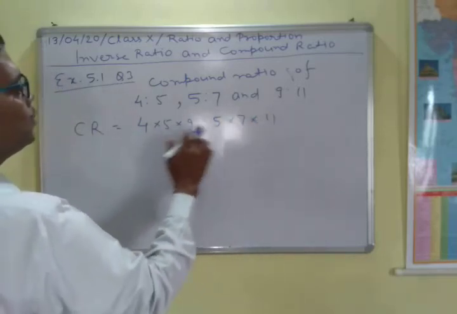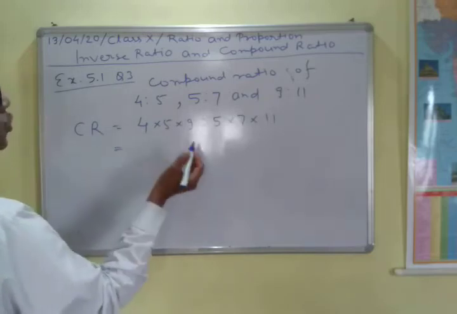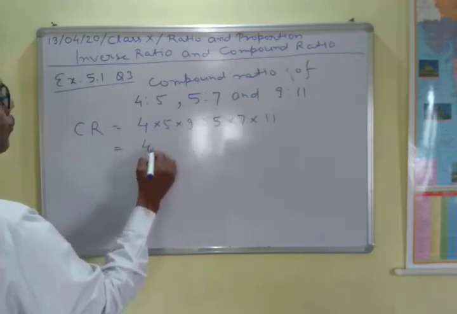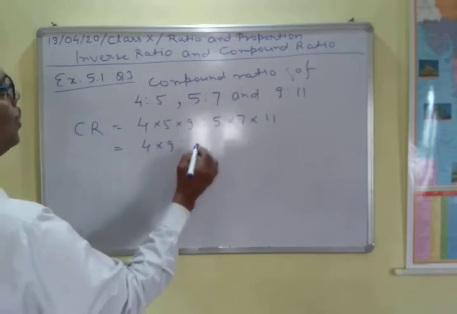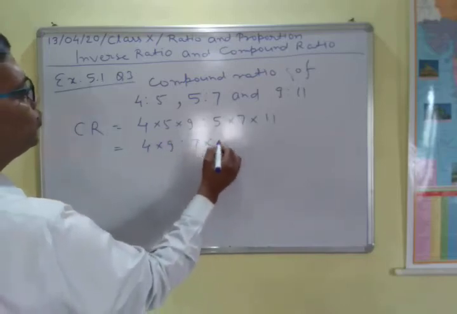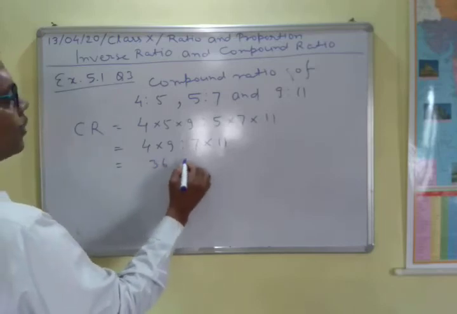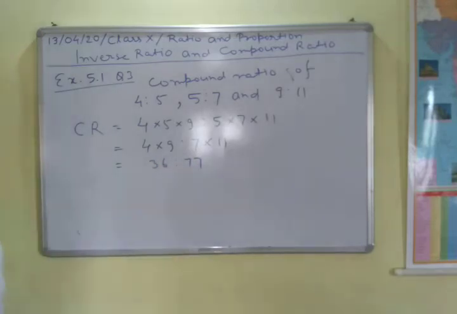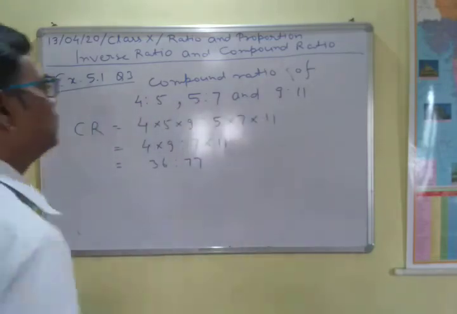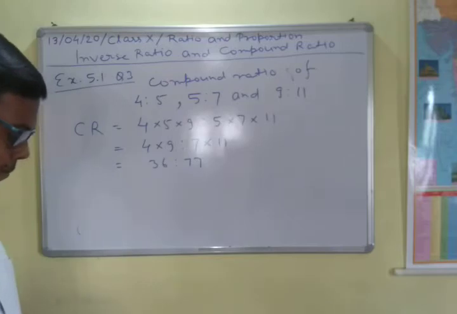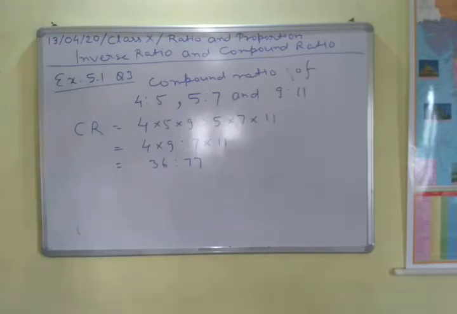Now here we have these two terms similar, equal, so we can cancel out. So it will be 4 into 9 is to 7 into 11. So 9 times 4 is 36 is to 77. So this is the compound ratio of these three given ratios. We can take one more example.